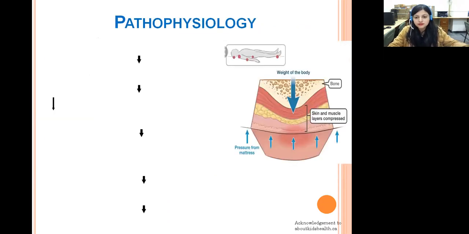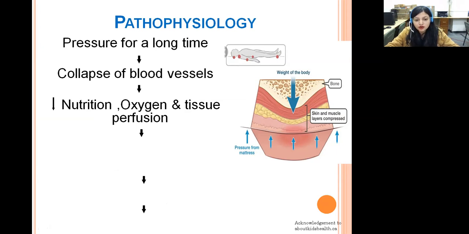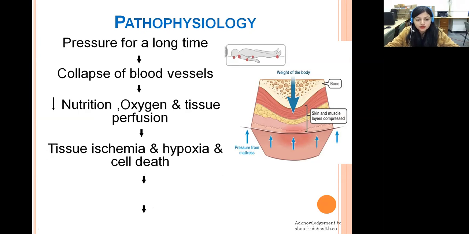Now the pathophysiology. As I hope you can see in this diagram, this is the bone, the muscle, the subcutaneous tissues and fat, the skin and the mattress. When there is a constant weight of the body against the pressure from the mattress for a long time, the muscles, the subcutaneous tissues and fats and the skin are compressed, resulting in collapse of blood vessels, in which there is decreased nutrition, oxygen and tissue perfusion, that is blood circulation, leading to tissue ischemia and hypoxia, that is inadequate blood and oxygen supply, and cell death, leading to stress and ultimately causing breakdown of the skin.